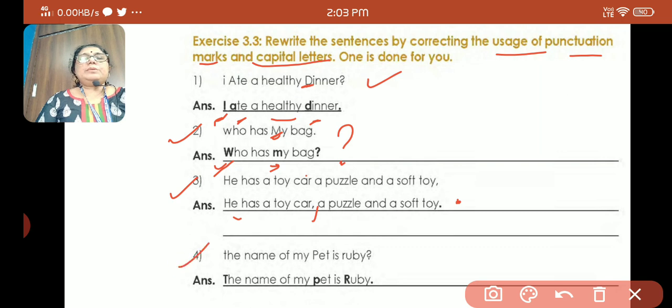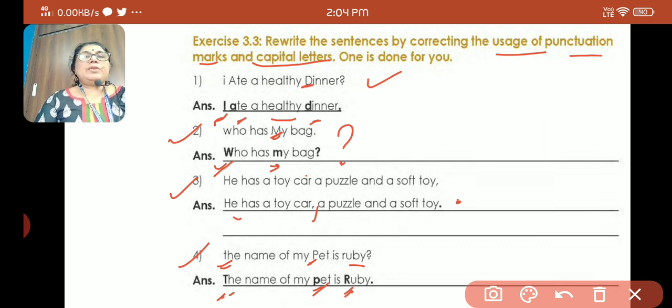Look at the fourth one now. The name of my pet is Ruby. Now here, it should be written in capital. So we wrote in capital, name of my pet. Why is this pet coming in capital? It should be in small letters, no? So P is written in small letter. Ruby is a name given to my pet, so R should be in capital. So here we write R capital. Got it, children?